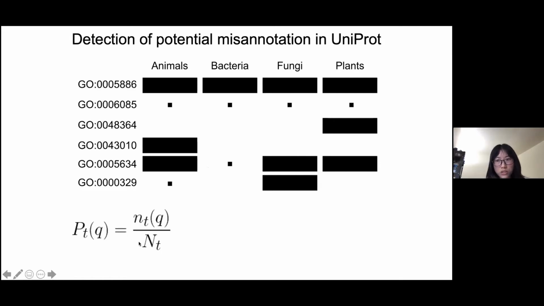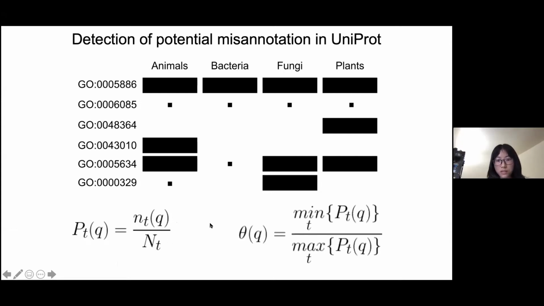Here, this is the equation of our method. So for a function Q, its annotation rate in taxon T, we call the PTQ, equals the number of the proteins annotated with the Q in this taxon, divided by all the proteins in this taxon. Then we calculate the ratio, equal to the minimum of PTQ divided by the maximum of the PTQ.